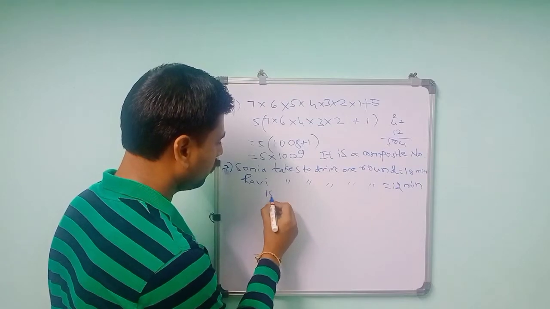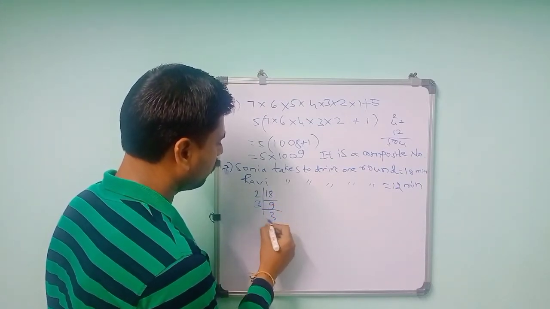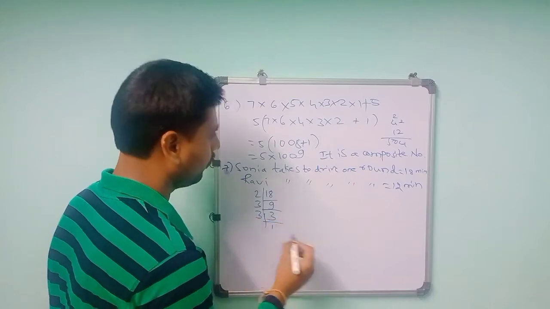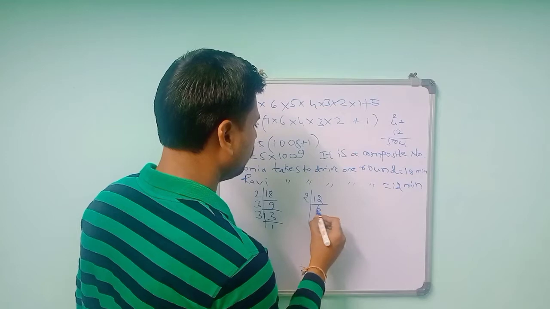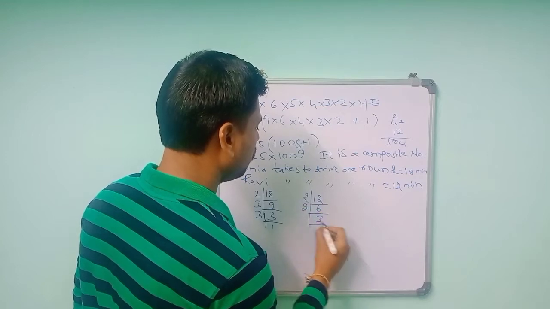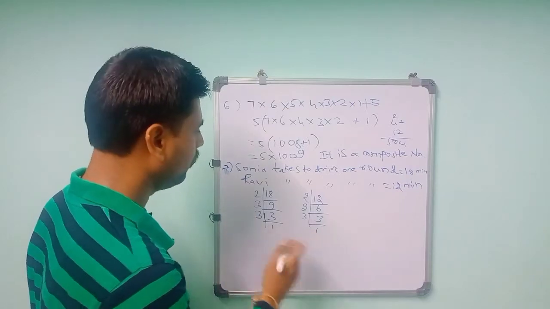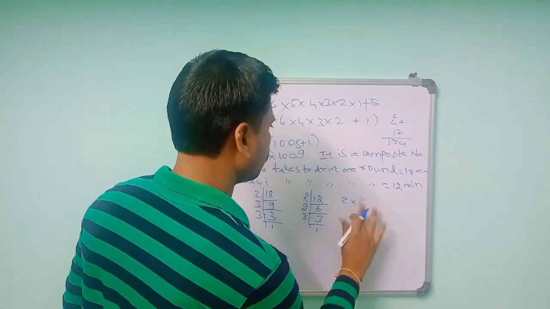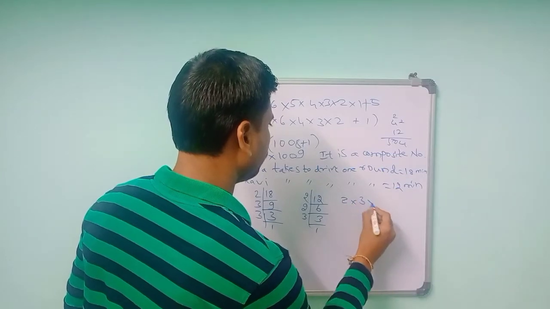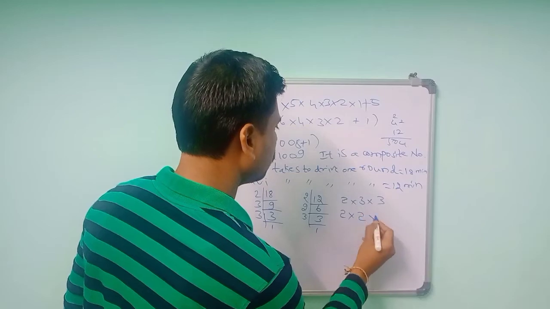So first you factorize these. 18 is 2 into 3 into 3, and for 12 you take 2 into 2 into 3.